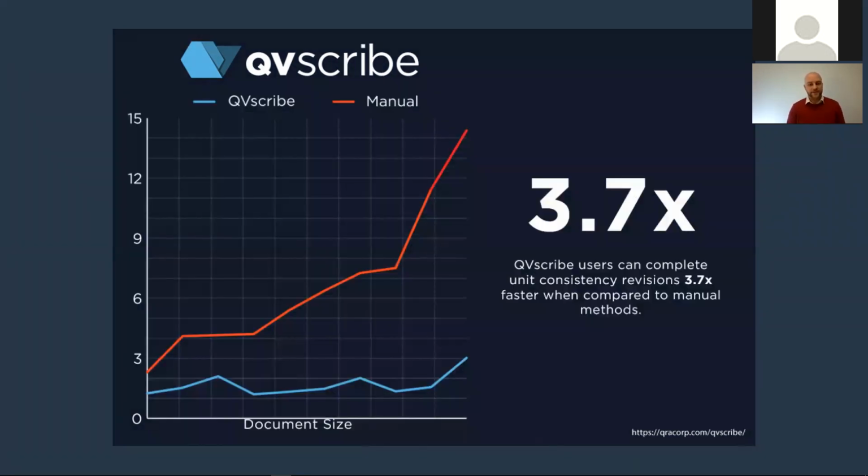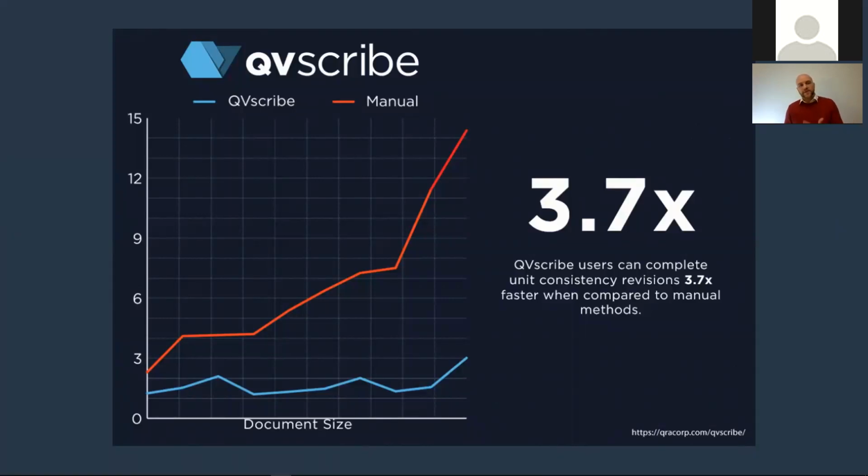And then another test that was done is actually looking at how the effectiveness of QVScribe increases with the larger document. So if you have a short document, maybe it's only 3 pages long, and you want to check for the consistent use of units and terms, that's something that manually, the process of just going through and finding those is pretty easy.